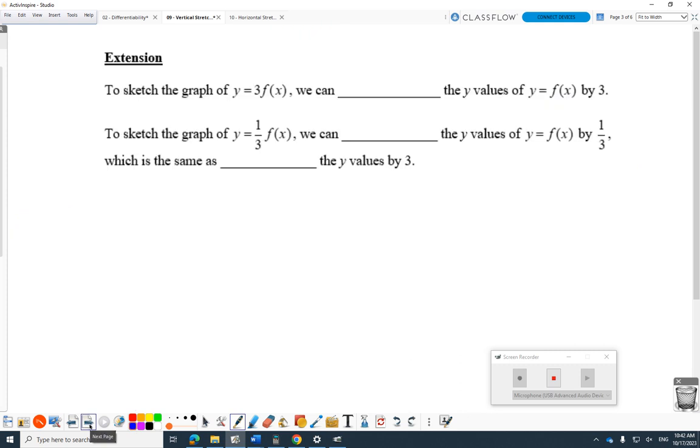Extension. Okay, are we with this? To sketch the graph of y equals 3f at x, okay, I've changed the 2 to a 3, we can blank the y values by 3. What would we do to the, what operation? Well, isn't it the exact same thing as the other question? It is. Multiply. It's just multiply by 3.